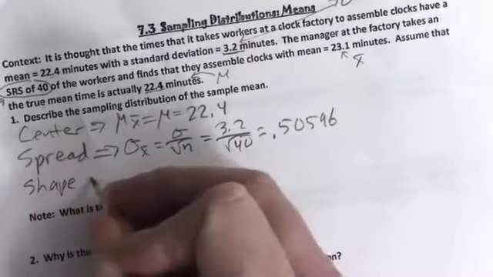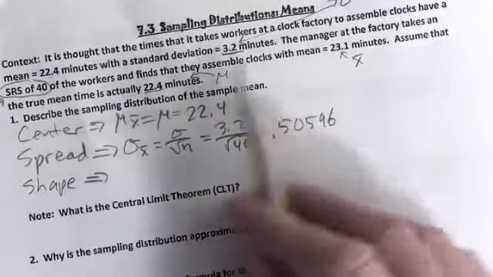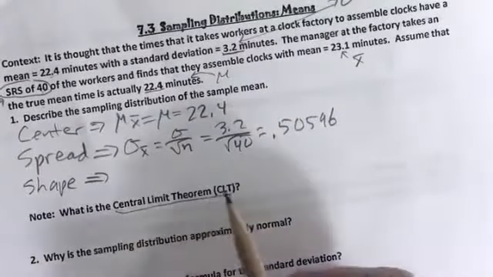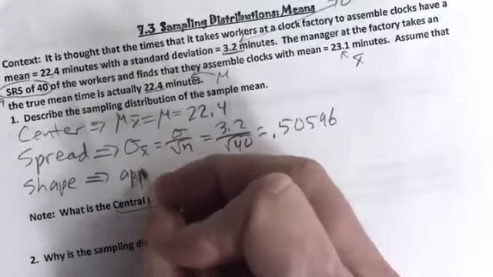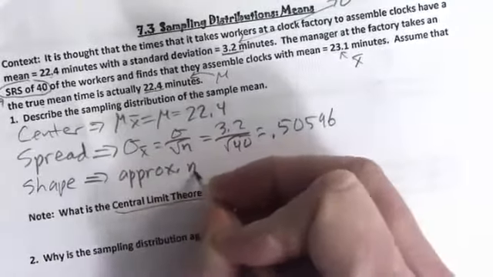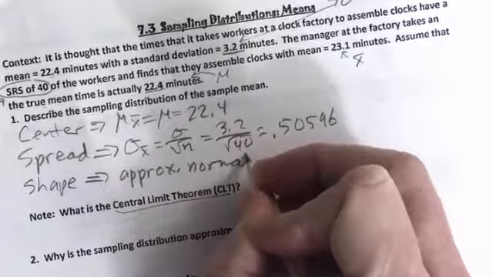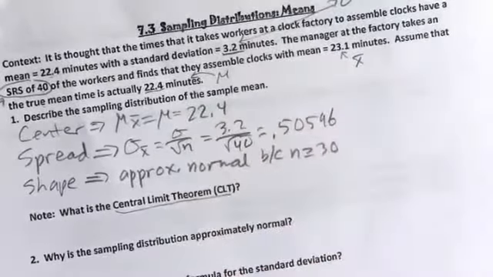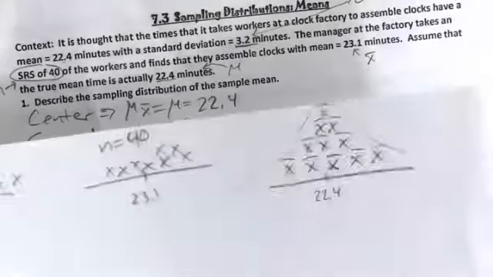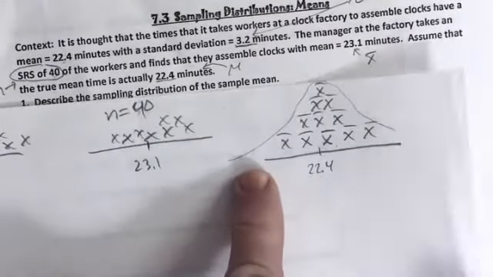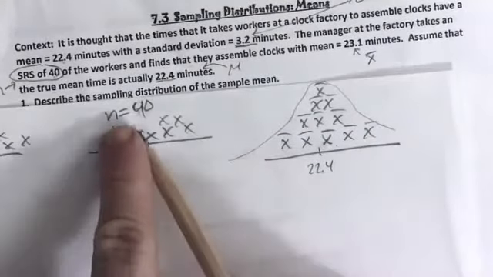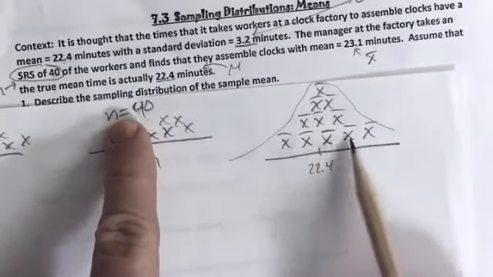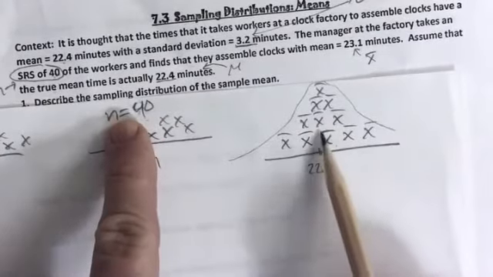And that takes care of the center and the spread. What about the shape? How do we know the shape of the X bars? We don't know the shape of the population values. It doesn't tell us. This is what we call the central limit theorem. The shape is going to be approximately normal because our sample size is large, because our n is greater than or equal to 30. That's an amazing thing in the world of stats. As long as our sample size is large, bigger than 30 or so, these X bars will be approximately normal because of the central limit theorem.